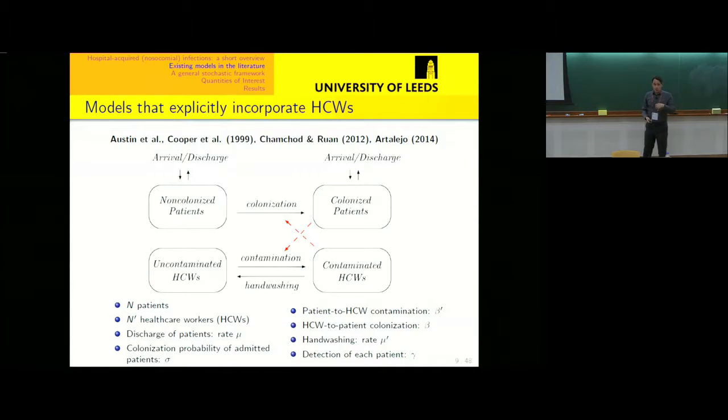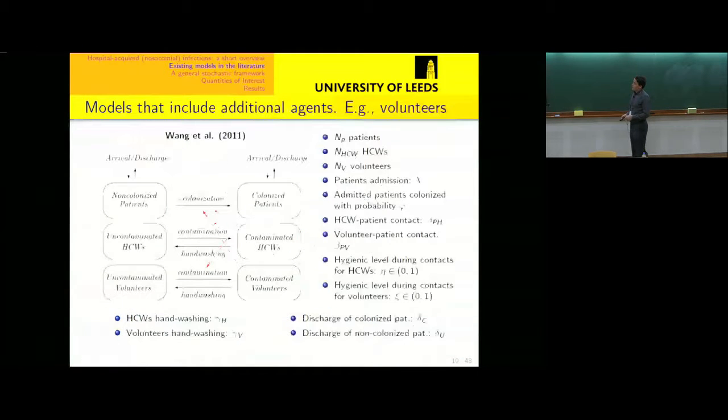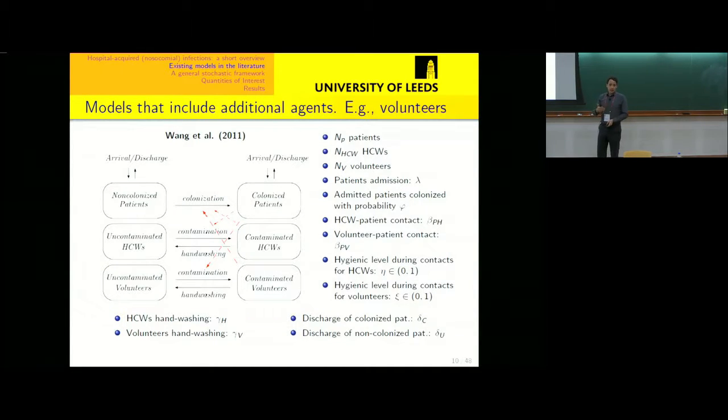And then these models have been extensively analyzed from a deterministic and from a stochastic point of view, but then some people have tried to incorporate some extra complexity for the particular outbreaks that they were analyzing. So for example, there is this example by Wang et al., 2011. They were analyzing an outbreak in a hospital in Beijing, and in this hospital in Beijing, there was the particularity of having volunteers working in the hospital. So there were volunteers working in this hospital ward, and they wanted to incorporate the volunteers because they believed that volunteers were playing an important role in infection spread.